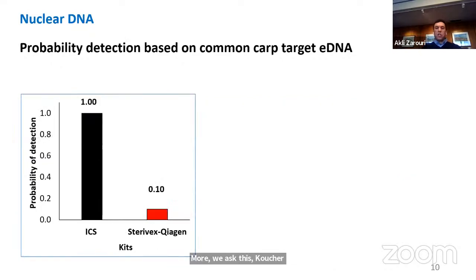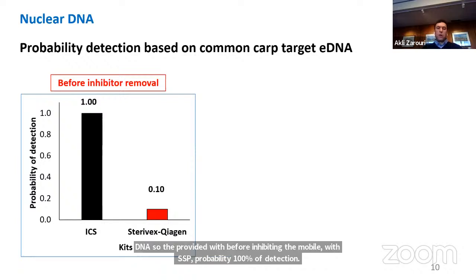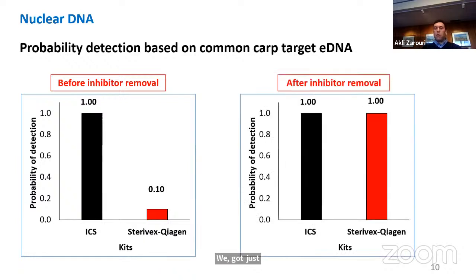In terms of probability of detection, we used here nuclear DNA. With the ICS kit, we reached a probability of 100% of detection. With the Stevex Qiagen kit, we got just 10% of detection rate. After inhibitor removal, the Qiagen kit aligned with the ICS kit. So this shows how the ICS kit is resilient towards the qPCR inhibitors.